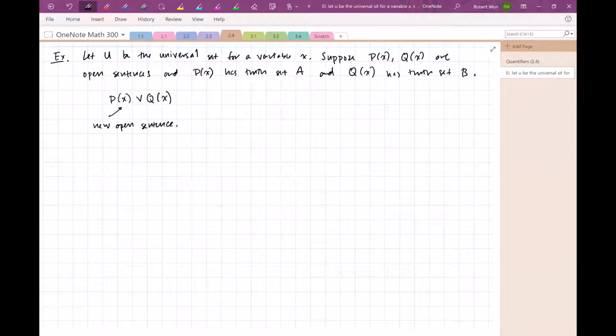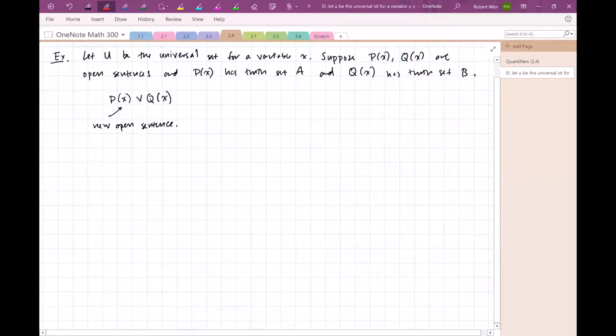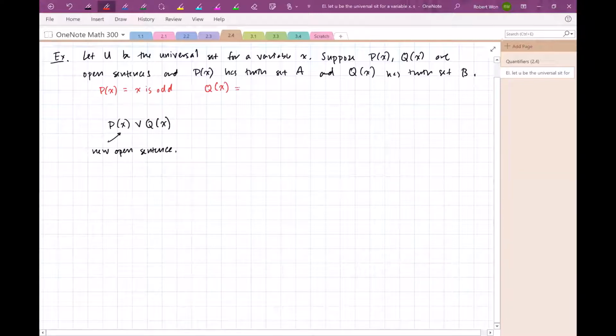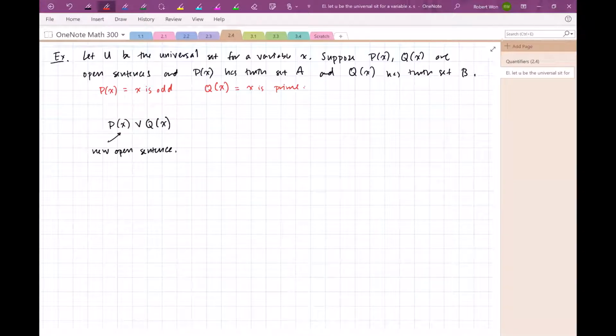Maybe we can say something like, just as an example, let's think about P of X being the statement X is odd. That's a nice open sentence. Q of X is the sentence X is prime. That seems reasonable enough. So this new open sentence is X is odd or X is prime, P of X or Q of X. And we can ask, what is the truth set of this thing?